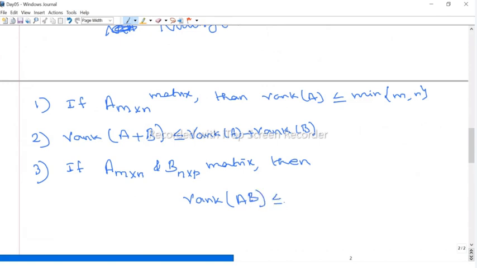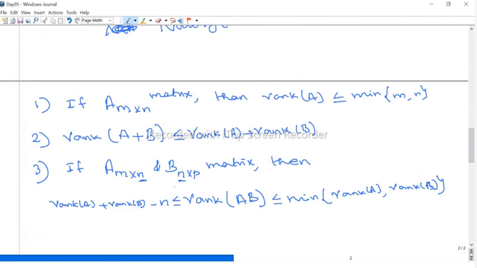is less than or equal to the minimum of rank of A comma rank of B. This is the upper bound, minimum of rank of A comma rank of B, but the lower bound is rank of A plus rank of B minus the common term. What is the common term? We cancel this n, right? Because we define the product only when the number of columns of A equals the number of rows of B, we have to write minus n.